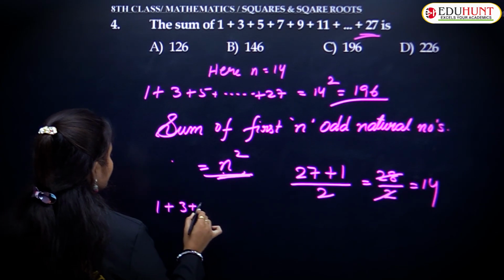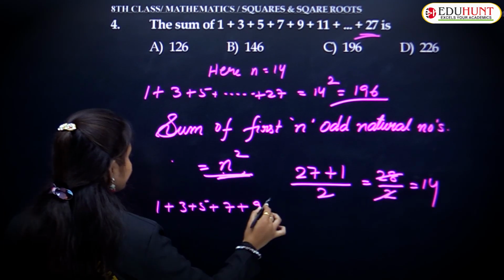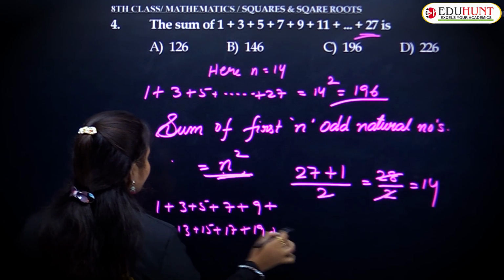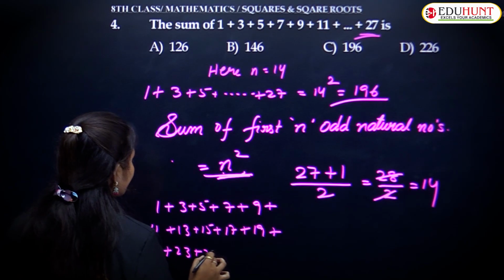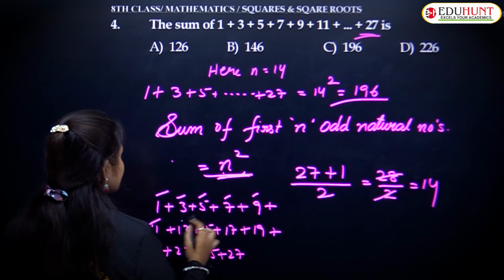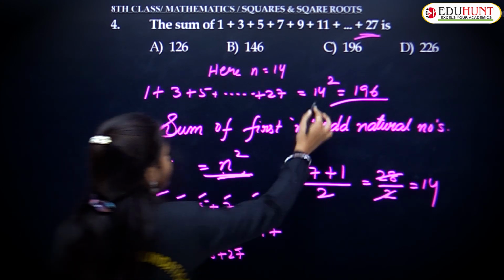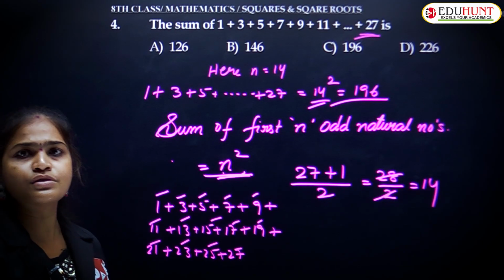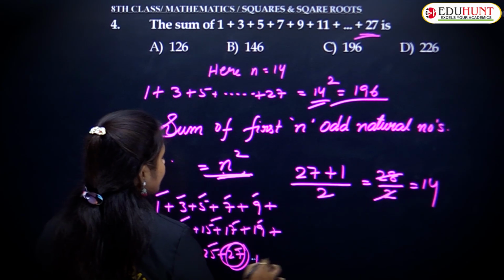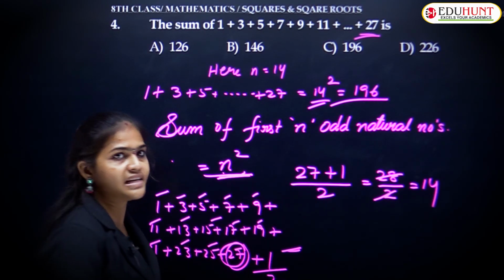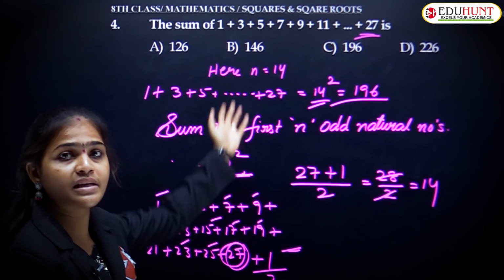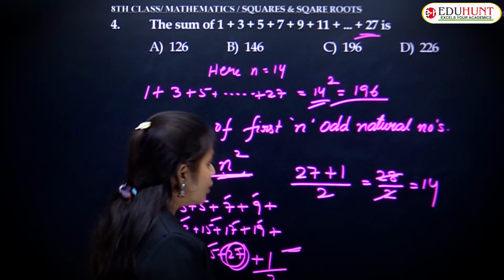So 1 plus 3 plus 5 plus 7 plus 9 plus 11 plus 13 plus 15 plus 17 plus 19 plus 21 plus 23 plus 25 plus 27, up to 27 only they given, no? So 1, 2, 3, 4, 5, 6, 7, 8, 9, 10, 11, 12, 13, 14. So finally we got that 14. Understand? So no need to write all these things, just simply the last number they given here plus 1, divided by 2, then you will get how many odd numbers they given. Simply substitute that number here. Then what is the answer? N square, so n square means 14 square, which equals 196.